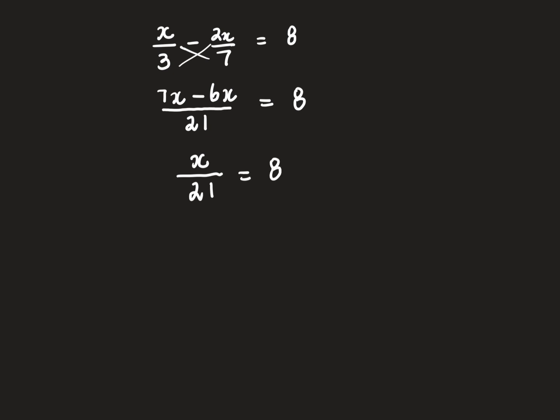What are we going to do next? x divided by 21 equals 8. We're going to multiply both sides by 21. They will cancel. x is going to equal 8 times 21, which is 168. How did you go with that one?